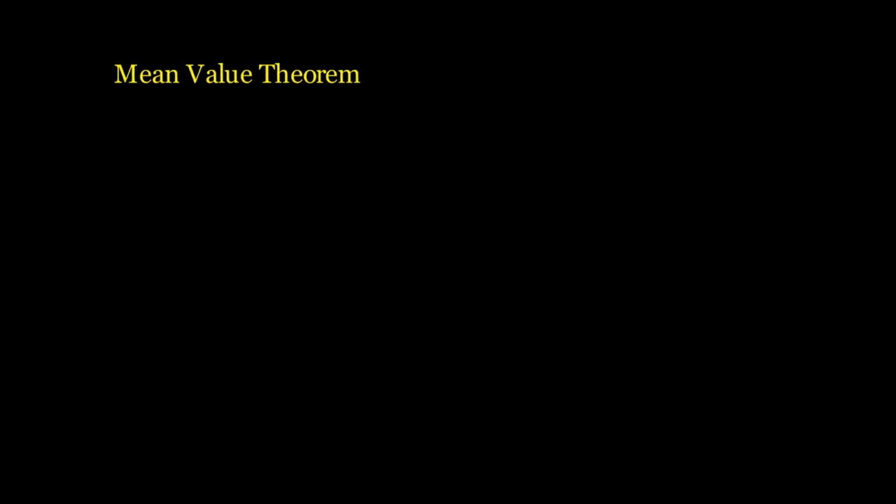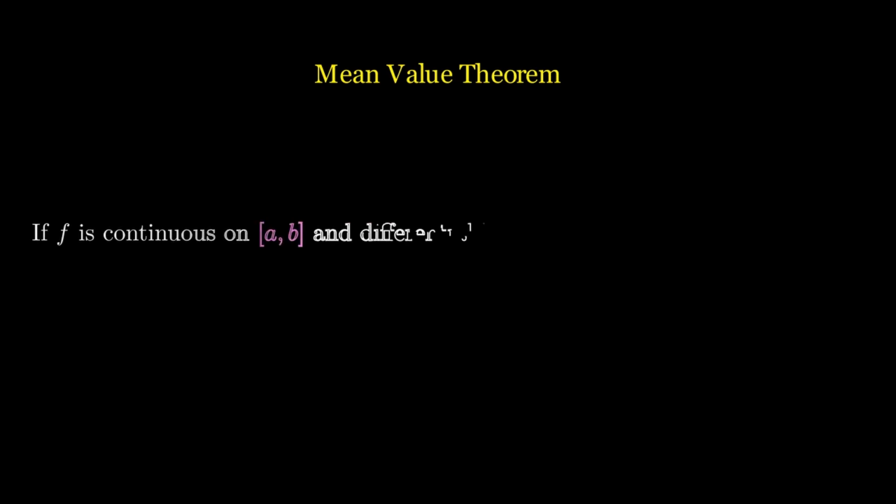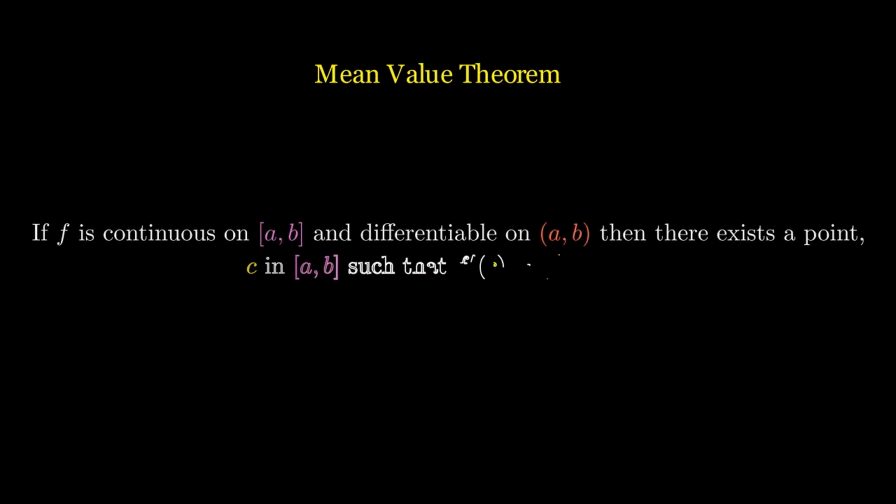If f is continuous on the closed interval [a, b] and differentiable on the open interval (a, b), then there exists a point c in the interval such that f prime of c is equal to (f(a) minus f(b)) over (a minus b).